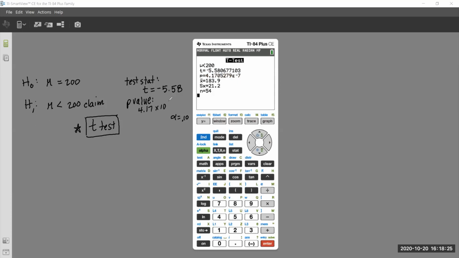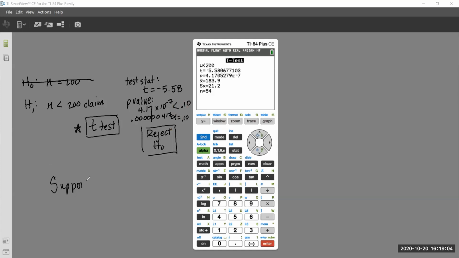4.17 times 10 to the negative 7th, or 0.000000417. So again, if we were to round this, it's just a little above 0. Like if we had to round it, it would be 0. So it's definitely less than the 0.10, which means we reject. The p-value is less than alpha. So that means we reject H0. We're rejecting that, which means we're supporting our claim.